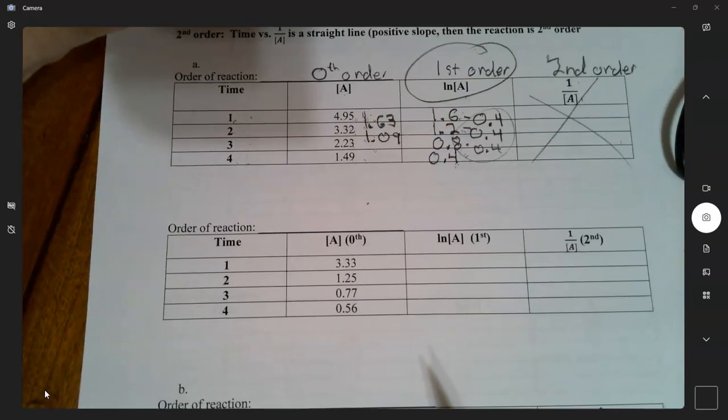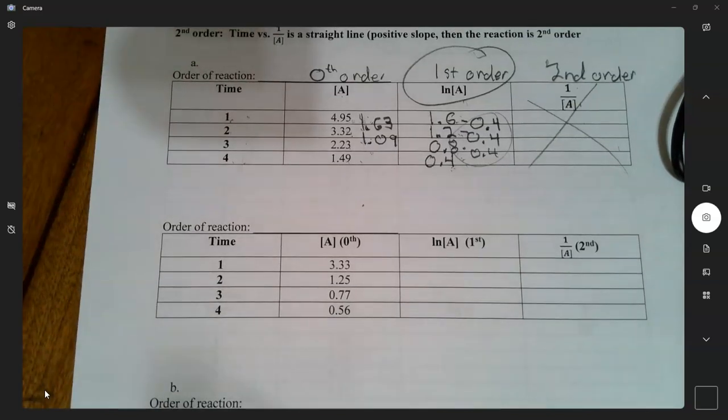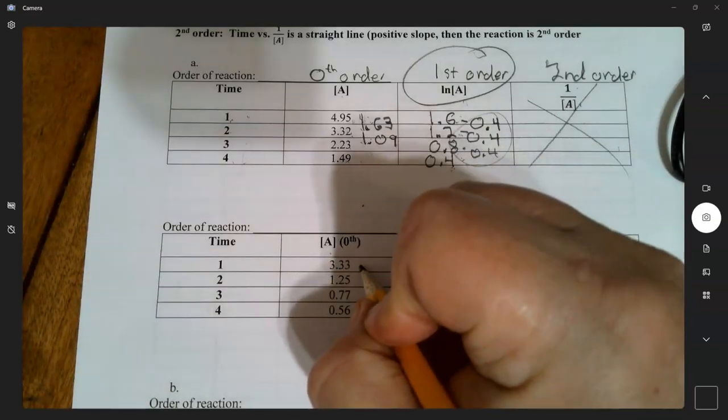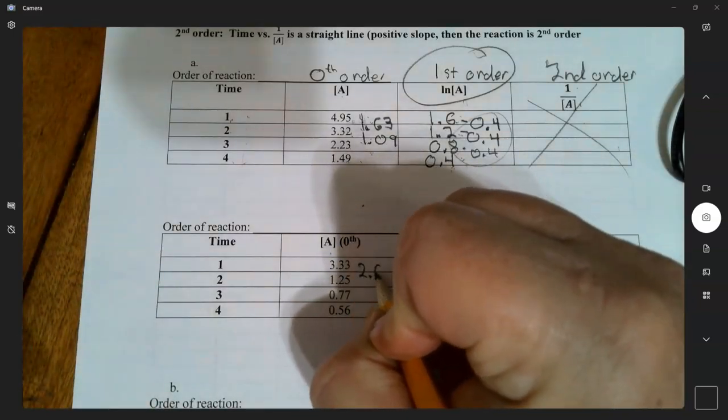Okay, let's go on down here. Let's see about the differences for just straight up the concentration. So it's 3.33 minus 1.25. Okay, and this gives us 2.08.